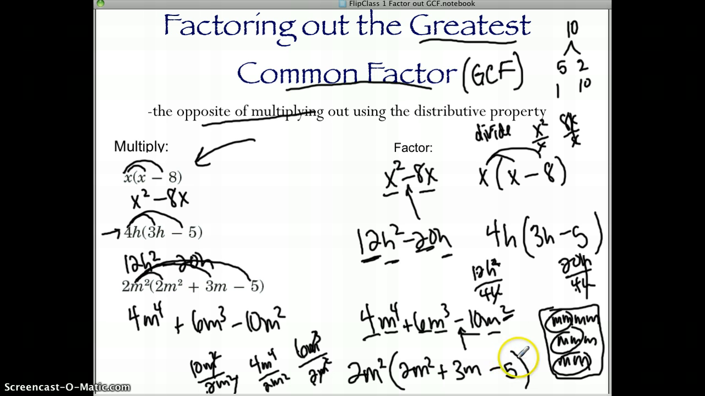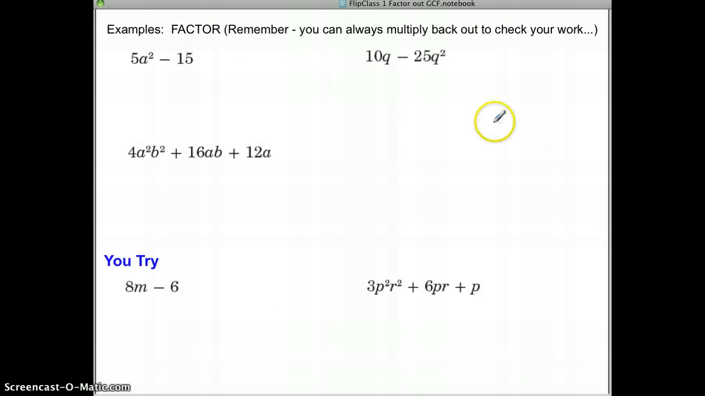So there's 3 examples. Okay, we'll go to the next page and do another few examples. This first one, sometimes all you're factoring out is a number. Because 15 does not have any variables, there's no variables to take out. So we're going to take out a 5. What's left over? 5a squared divided by 5, you have the a squared left. And then 15 divided by 5 is 3.